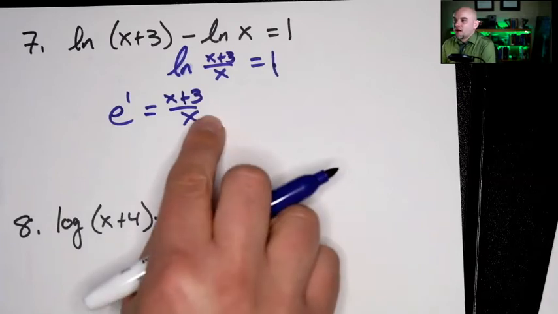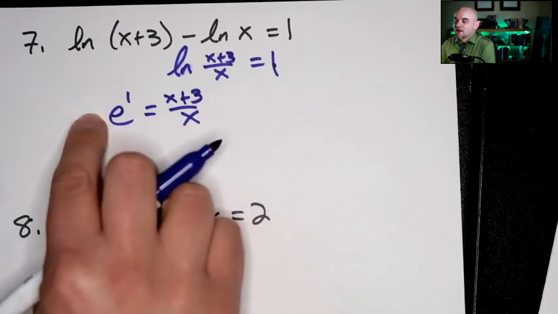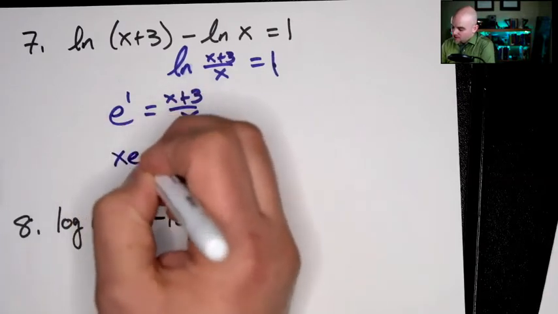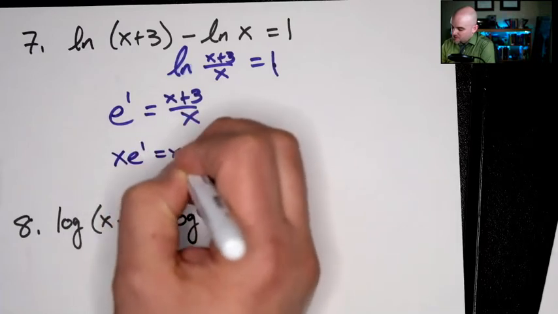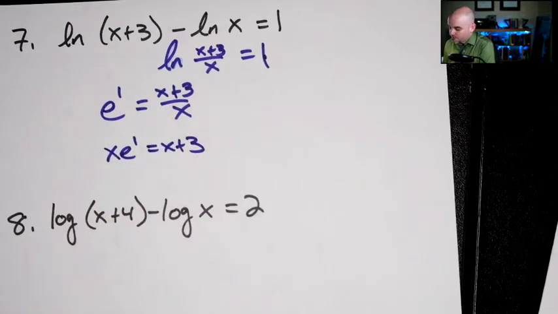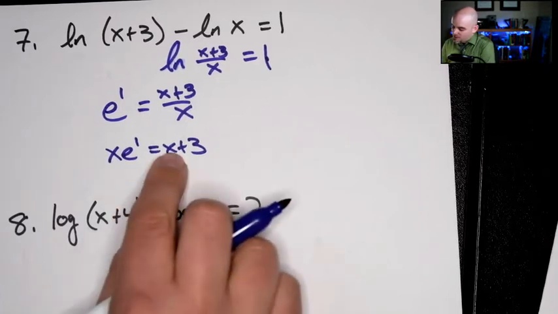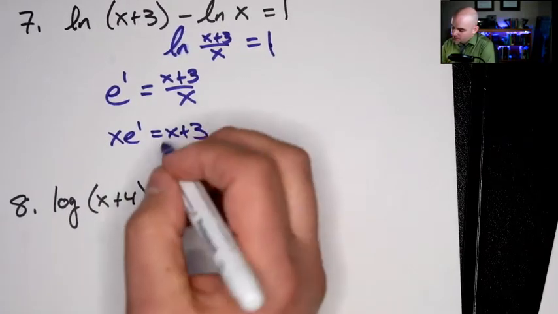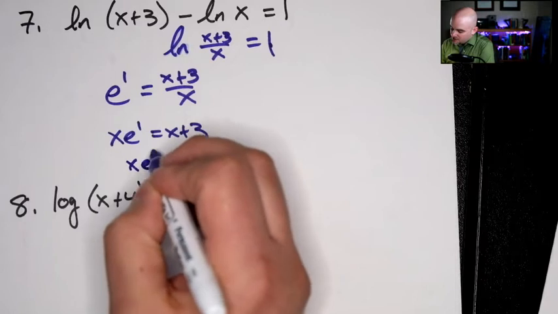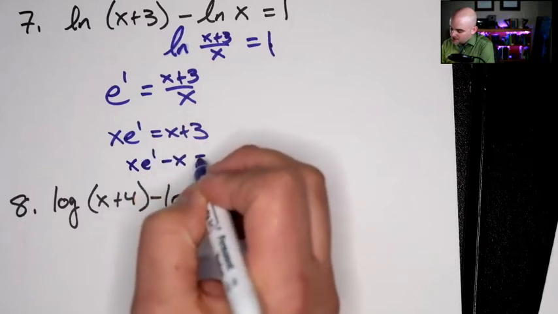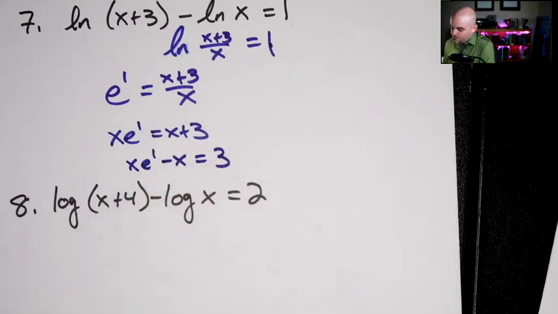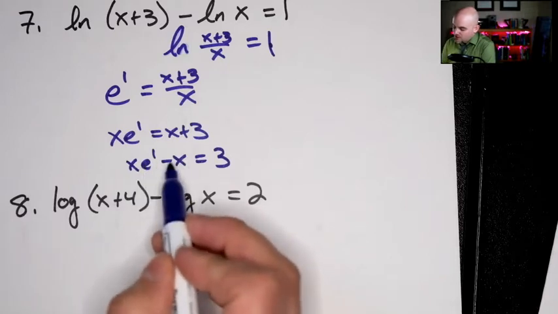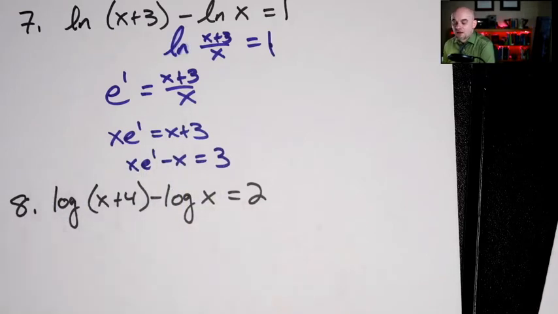So if I get rid of this x, I can move the x over, and you get x times e to the first equals x plus 3. Then I'm going to move this x over, so I've got x e to the first minus x equals 3. And notice what I can do right here. I can factor out an x.